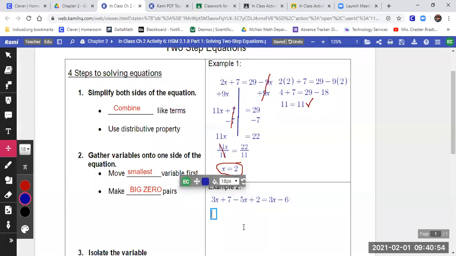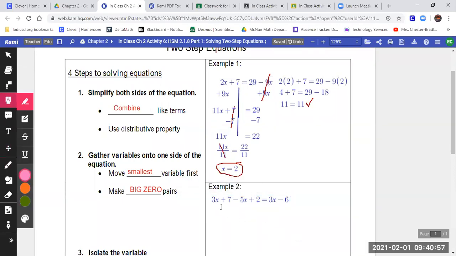So what are the like things in there? The 3X is like the negative 5X. That's one set of like terms. Okay, and get a different color. And then the 7 positive and the 2 positive. Those are like terms. Okay, they would have been in the same column if we'd done the column thing.